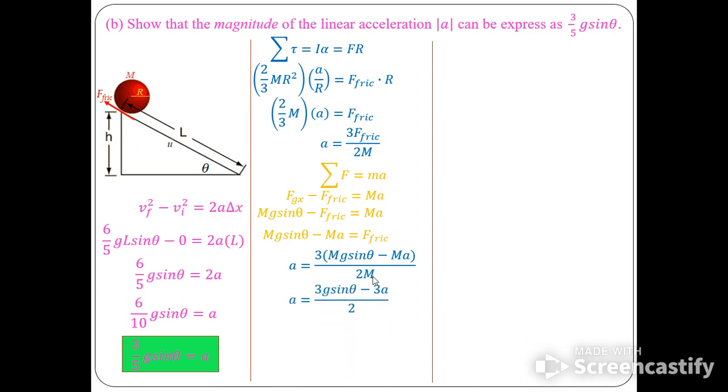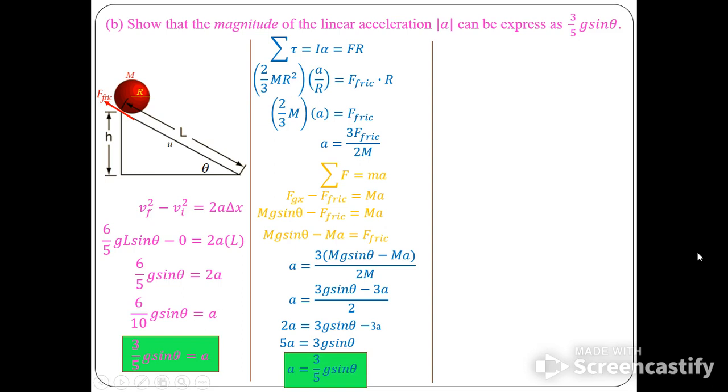And again, to solve for a, you would have to just do basic algebra. So I'll go ahead and multiply both sides by 2 just to combine like terms. And then you have a 2a on this side, you have a negative 3a on that side. Combining like terms will yield 5a equals 3g sine theta. And to solve for a, we just divide both sides by 5, which is going to yield the same statement as on the left side here, 3/5 g sine theta. So that's the second alternative method.